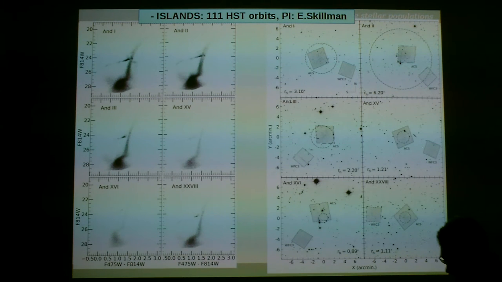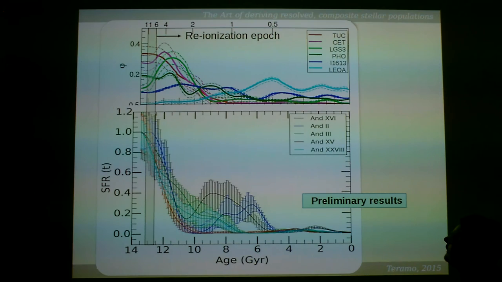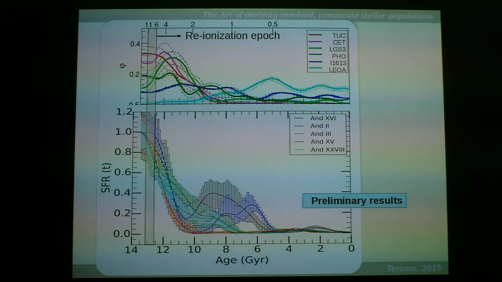And these are the preliminary star formation histories obtained for these Andromeda satellites, except for Andromeda 1, which we are still working on. Compared with the isolated ones, it is very interesting, because I have put here the reionization. What we see is that these galaxies, compared with the isolated ones, are quenching earlier.